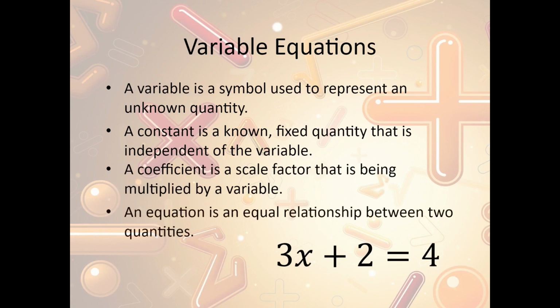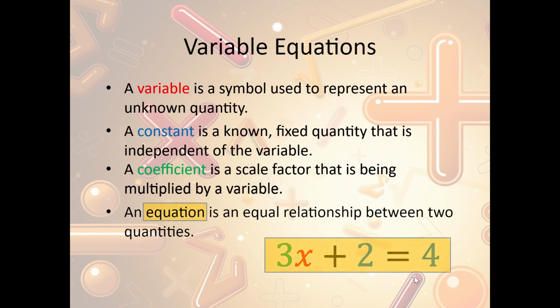The equation represents the entire thing. So it represents the entire relationship between the two quantities. In this case, the variable is x. The constant, in this case, is blue. That's the 2 and the 4. The coefficient is 3. And the equation is the entire thing. So we're saying that everything on this side is equal to everything on this side.